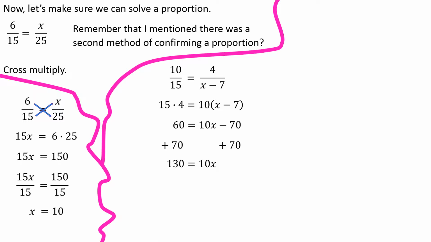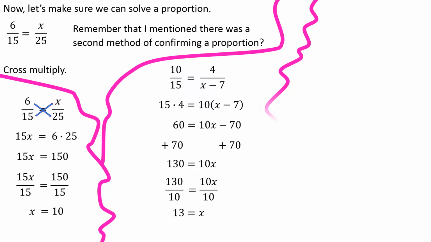Now I'm going to ask myself, is there any multiplying or dividing I can undo? Yeah, look, 10 is multiplied by x. Opposite of multiplication is division. Divide both sides by 10. X is 13. Wow, still a lot of room here. Carve out a space for one more example.